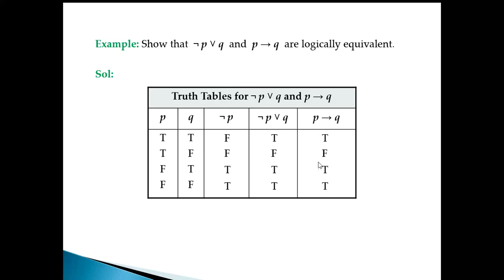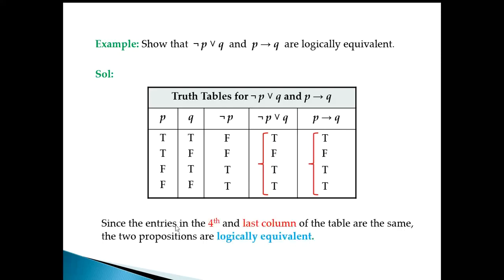Now see here. You can see that both columns, this one and this one, have the same truth values. It means identical: true, true, false, false, true, true, true, true. So all these truth values are identical, this one and this one. So we can say that this proposition is equivalent to this proposition, right? You can write this in your answer: since the entries in the fourth column and the last column of the table are the same, these two propositions are logically equivalent. Clear?